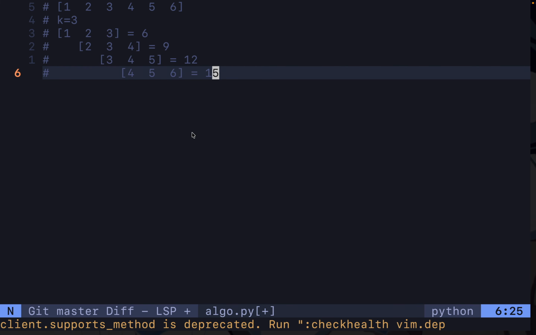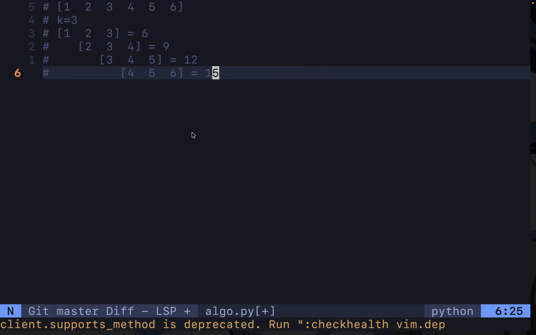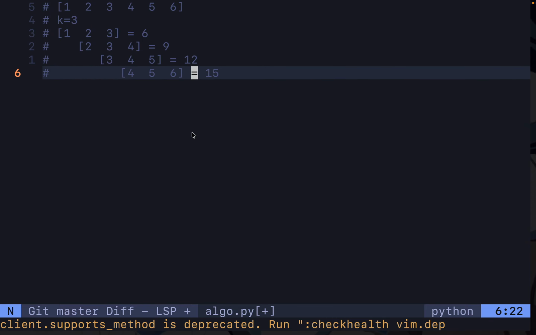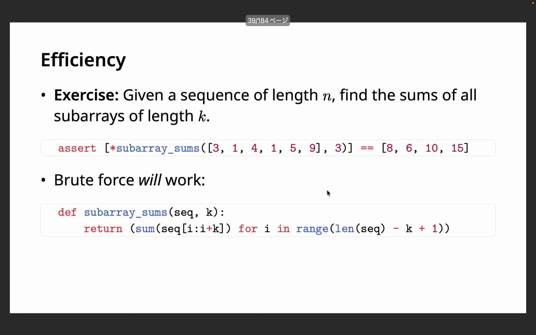So you have these subarrays, and these are their corresponding sums. So given this array, how do we get all of these sums over here? So this is one example. 3 plus 1 plus 4 is 8, and so on.